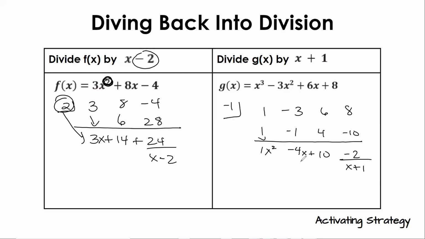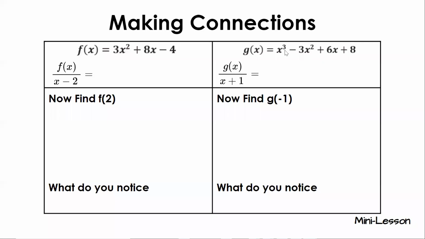Okay, so once you finish, you can look up on the board. Check your work. Oh, really quick, what did we get on this one right here? On the first one? 3x plus 14, plus 24 over x minus 2.